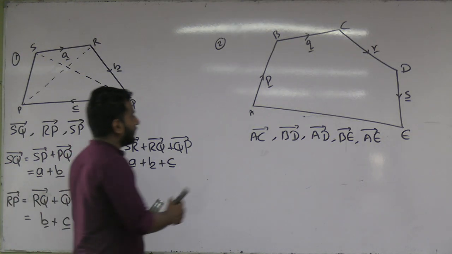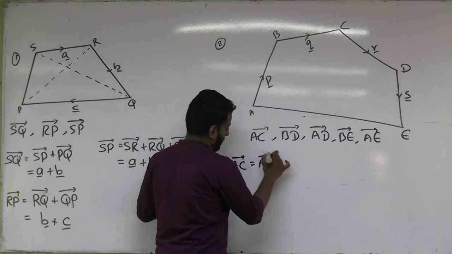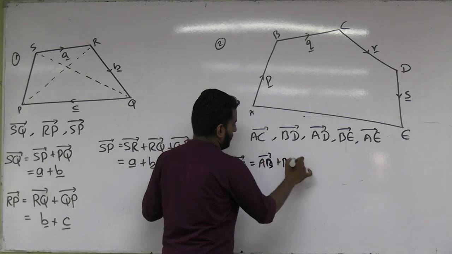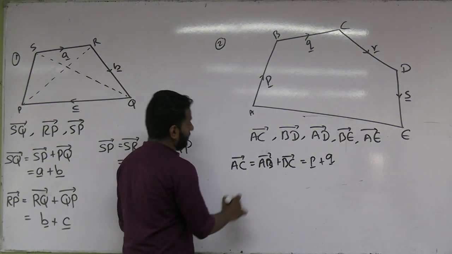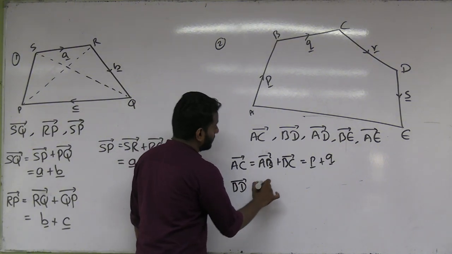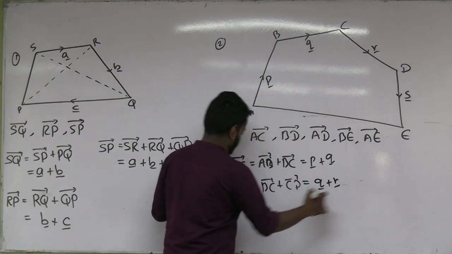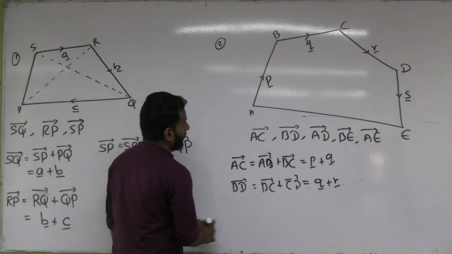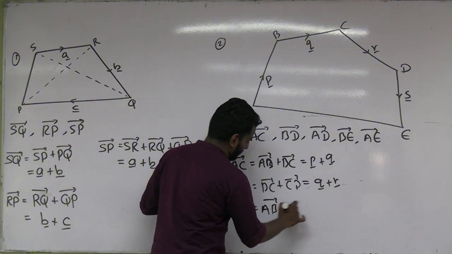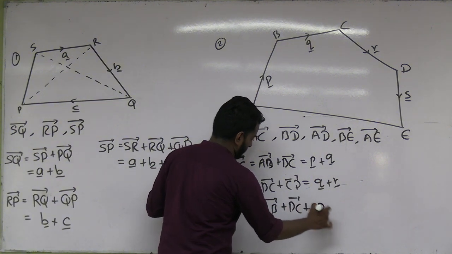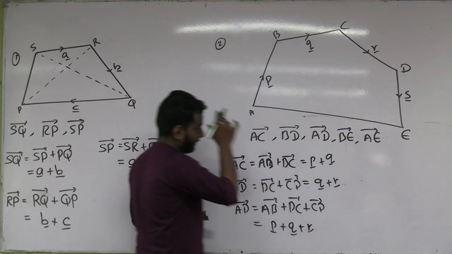Right, and next, the vector AC. We can write AC equals AB plus BC. So the vector AB is P and the vector BC is Q. Next, the vector BD. BD equals BC plus CD. So the vector BC is Q plus R. Next, the vector AD. AD equals AB plus BC plus CD. So AB is P, Q and R.